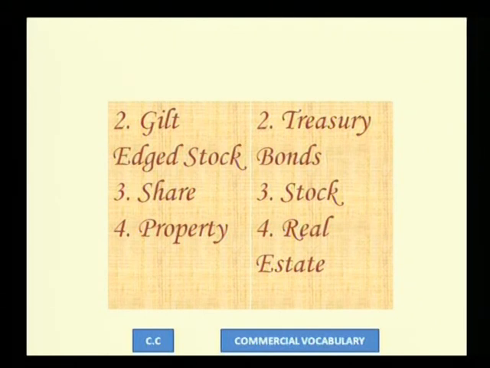Shares are the ownings of a company which are released, which are made available to the common mass to buy and invest in a particular company. The next is property. Property is any space or anything which is owned by a particular company, which in America is called real estate. It mainly relates to houses and housing societies.